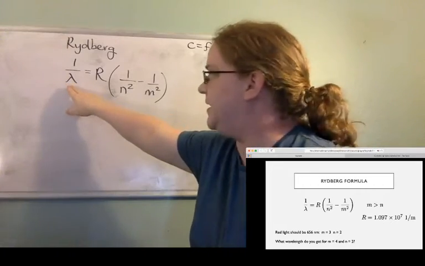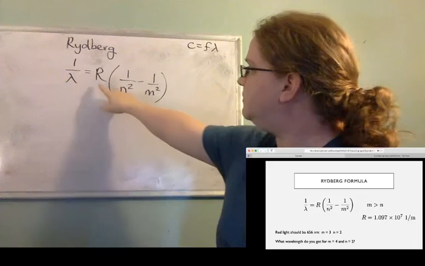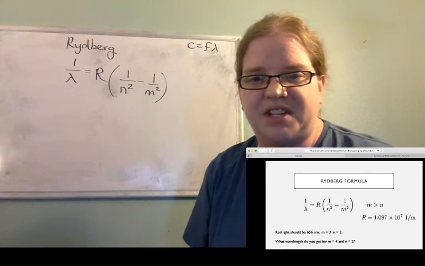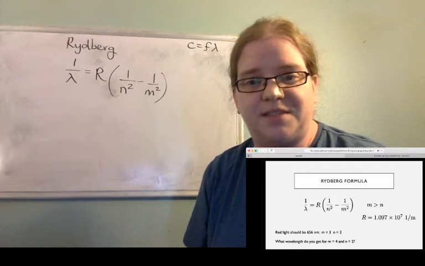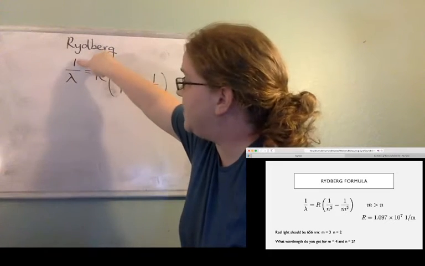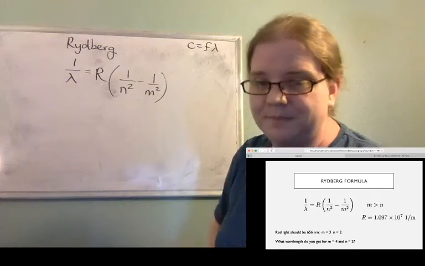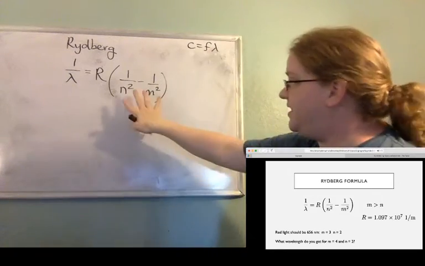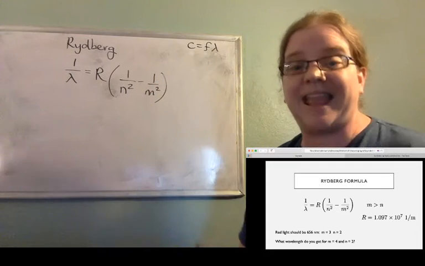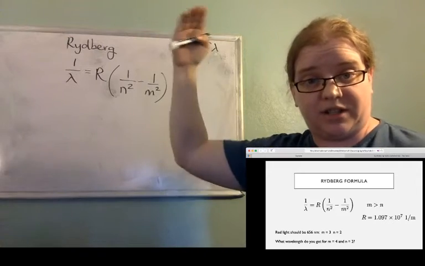So lambda here, that's our goal, looking for wavelength. Capital R is a constant. Its value is listed here, 1.097 times 10 to the 7th. Its units are 1 over meters, right? Because wavelength here is 1 divided by meters, so this has the same units, 1 divided by meters. Then in parentheses, we have 1 over n squared minus 1 over m squared. N and m are just referencing which energy level.